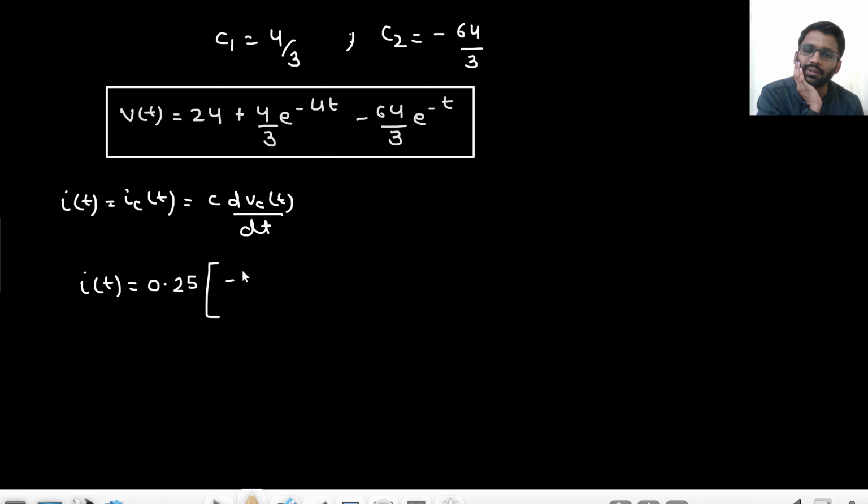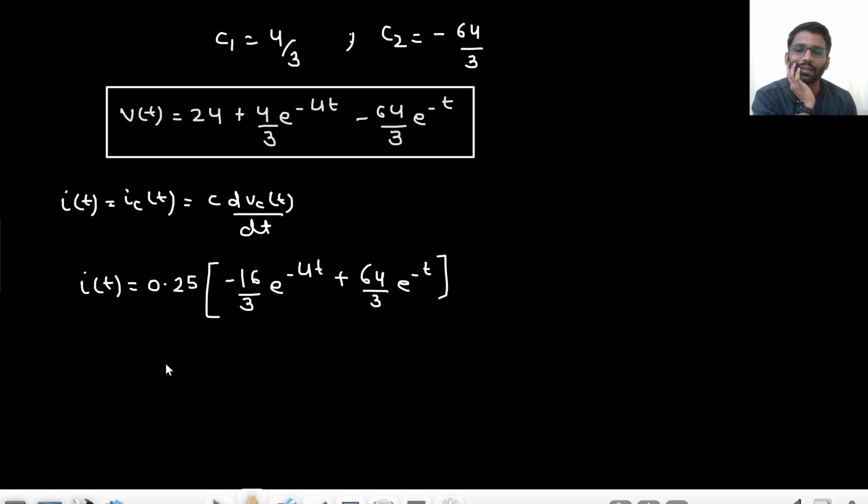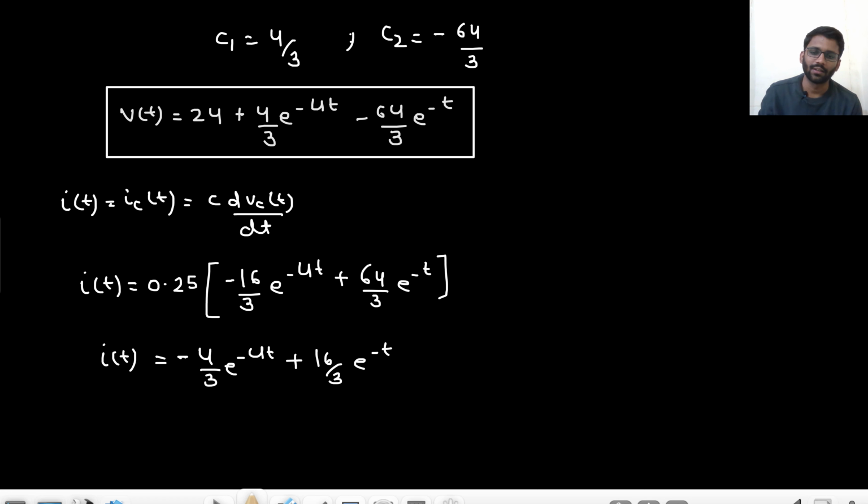So it will be minus 16 by 3 e to the power minus 4t plus 64 by 3 e to the power minus t. So it would be 1 by 4, it would be minus 4 by 3. Yeah, this is what we are getting: minus 4 by 3 e to the power minus 4t, and from here I will get 1 by 4, 16 by 3 e to the power minus t. From here I get the value of It.